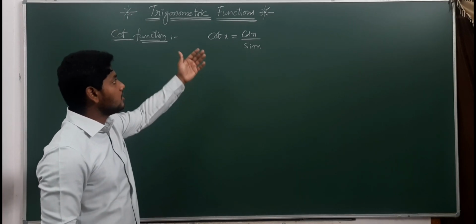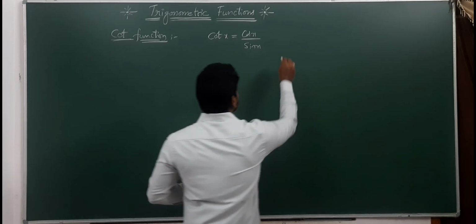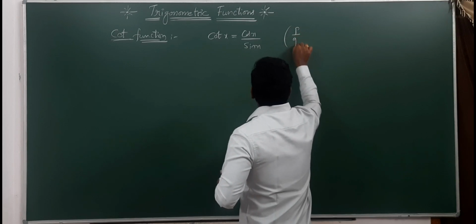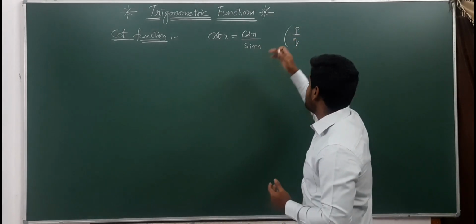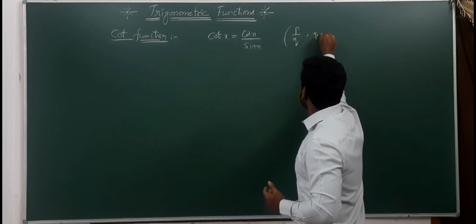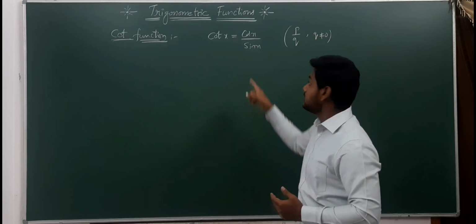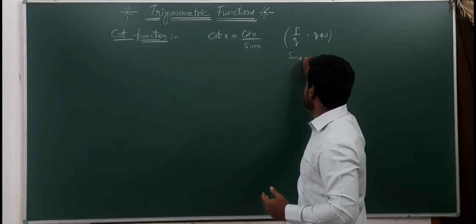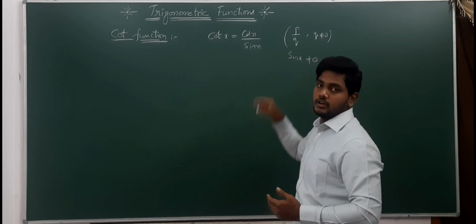Cot x can be written as cos x by sin x, but if you observe, this is in the form of p by q. Whenever it is in the p by q form, we have to mention q not equal to 0. Nothing but here sin x not equal to 0. Clearly sin x not equal to 0.